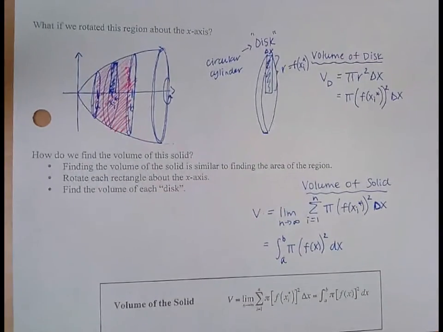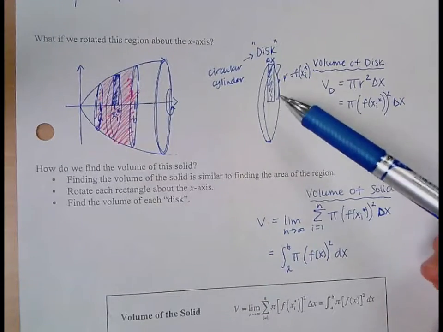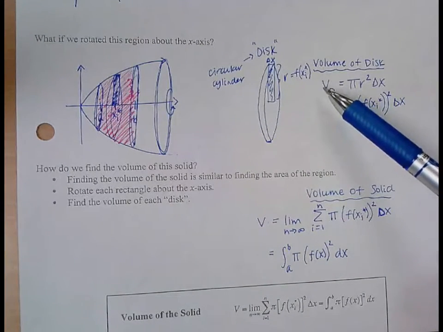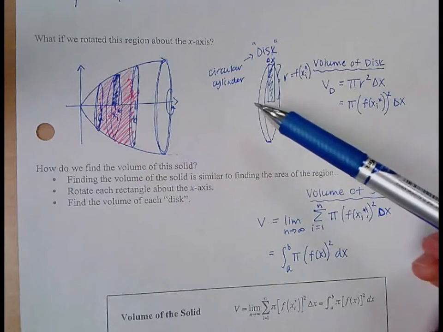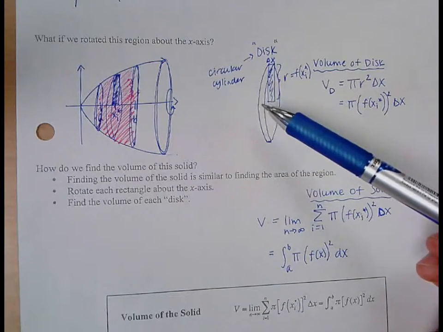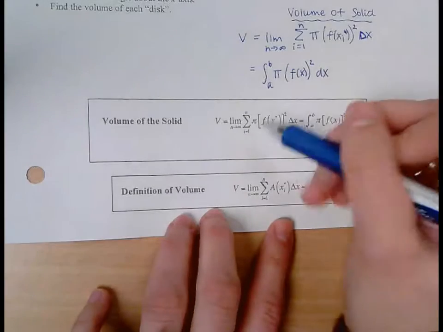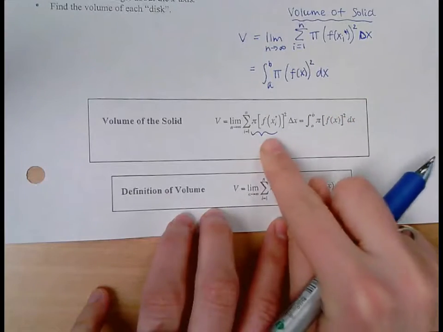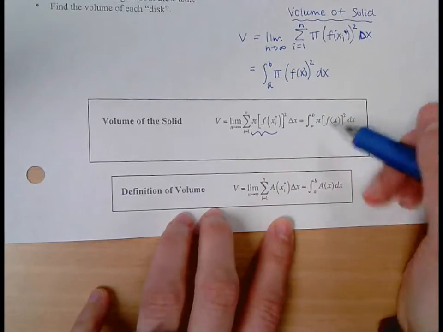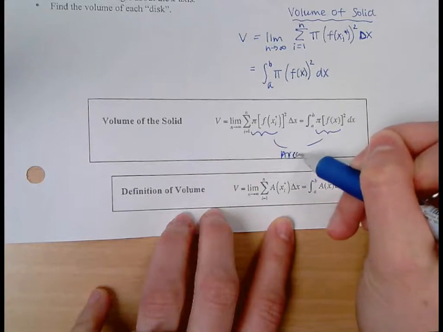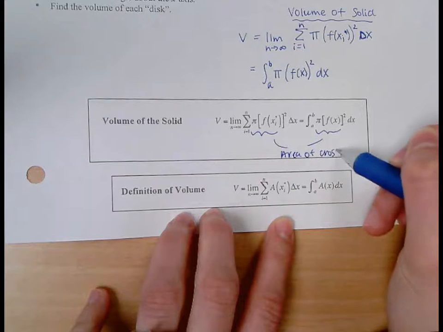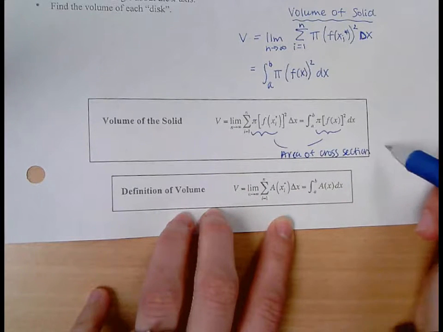If you just slice through and you look at the surface, what shape do you have? For a solid of revolution, it will always be a circle. But really, the volume of this disk is the area of your cross section multiplied by your width, which is delta x. So pi times f of x sub i star squared, or just pi times f of x squared, that is the area of the cross section, which is a circle.